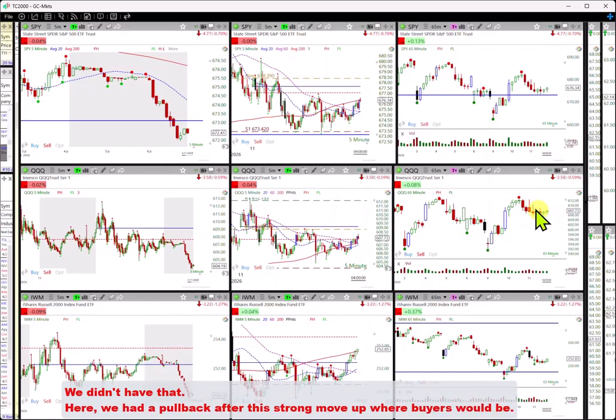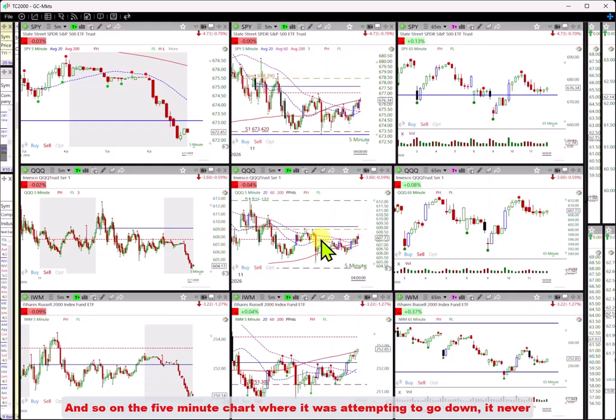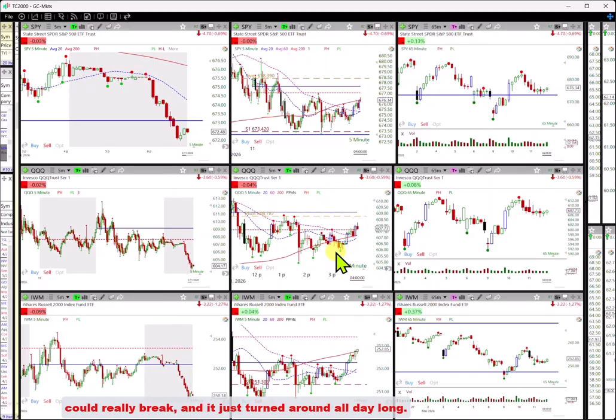We didn't have that. Here we had a pullback after this strong move up where buyers would be. And so on the 5-minute chart, where it was attempting to go down, it never could really break. And it just churned around all day long.